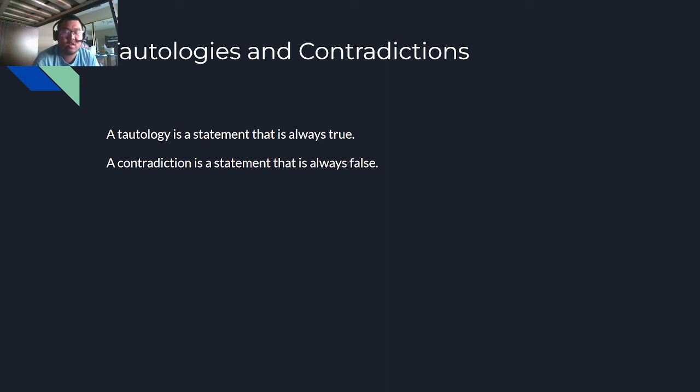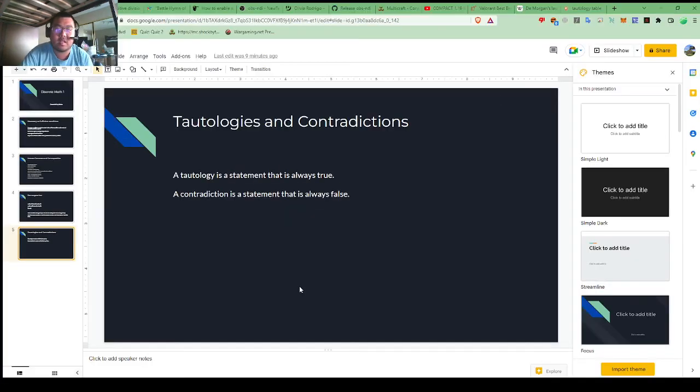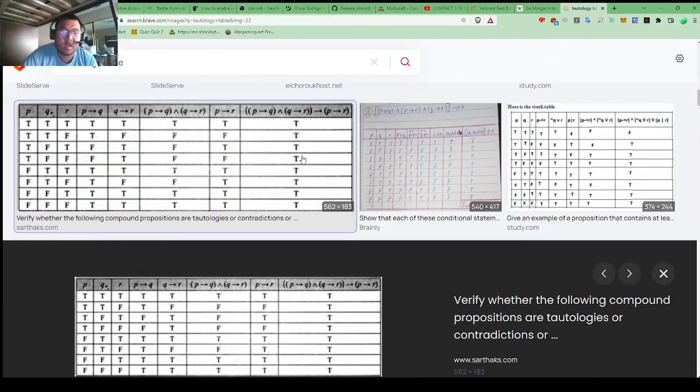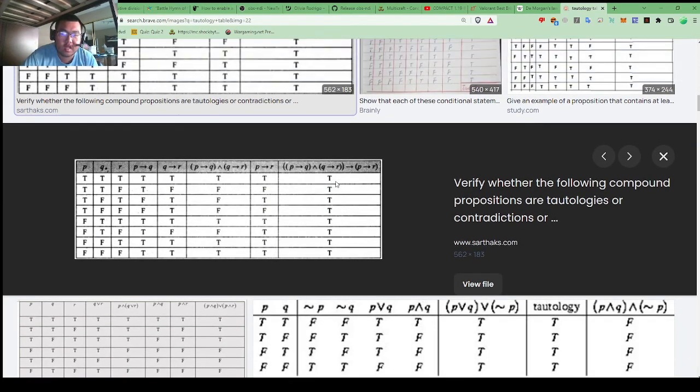And here's the tautology and contradiction. A tautology is a statement that is always true. A contradiction is a statement that is always false. Let me just add something to that. This is what a tautology looks like. For example, you have this here, all trues. Basically, for example, I am either a human or not human. That is guaranteed to be true, in either direction.